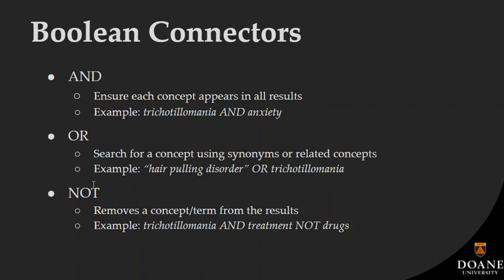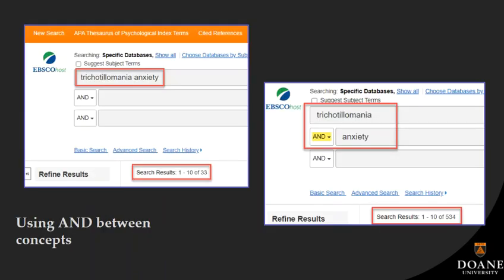Not is used when you have a concept or term that has many meanings, or you're just happening to see a concept or term in your results that you do not want, and they are not relevant results for you. So for example here, we may be looking for something on trichotillomania treatment, but we don't want drug treatment. So we could put in trichotillomania and treatment, but not drugs, and that will take out that word drugs.